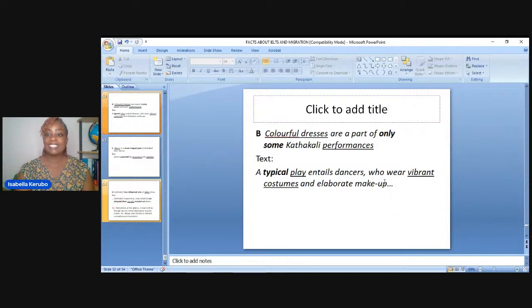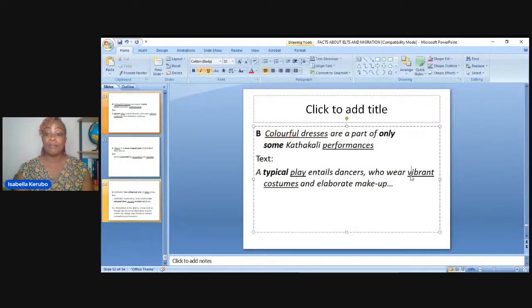Colorful dresses and vibrant costumes, this describes one and the same thing. So again, the use of synonyms. All right. And so yes, there is something that is talked about, the colorful dresses or the vibrant costumes. They are a part of only some.